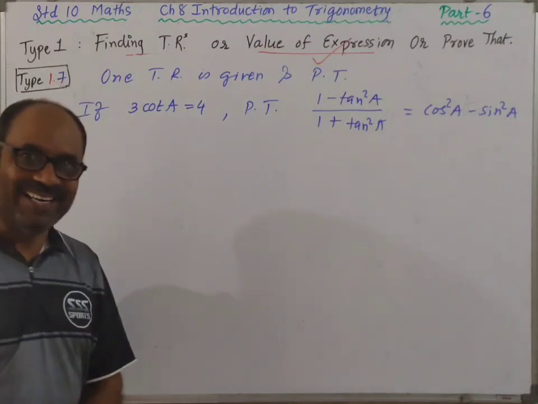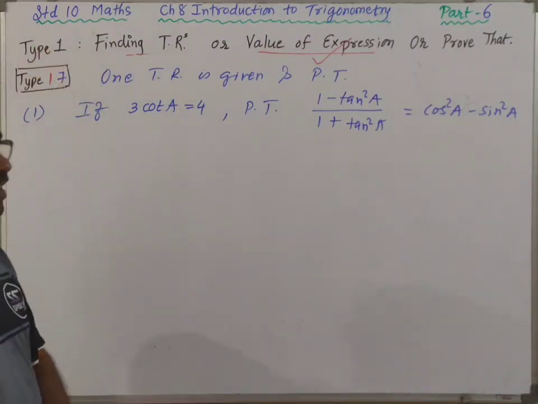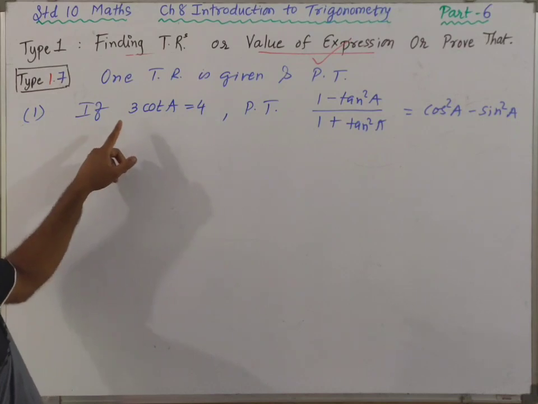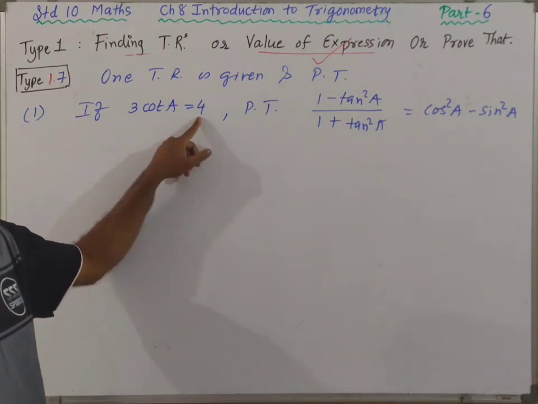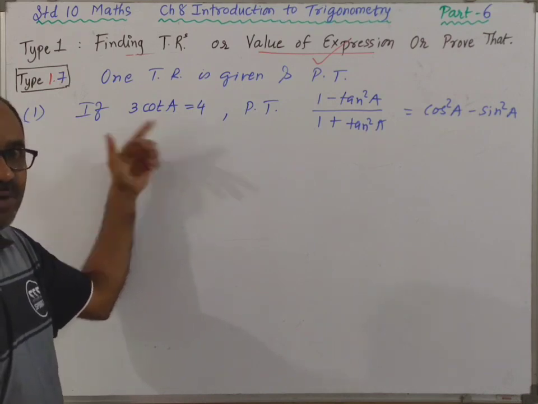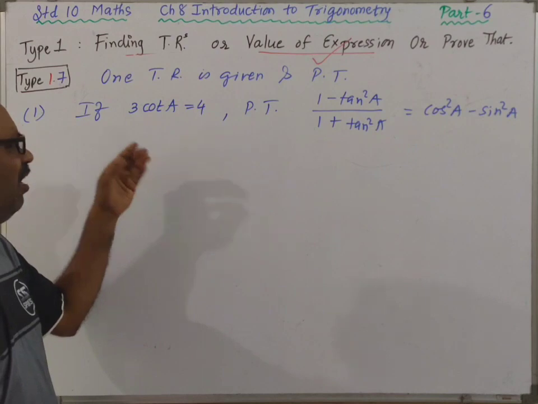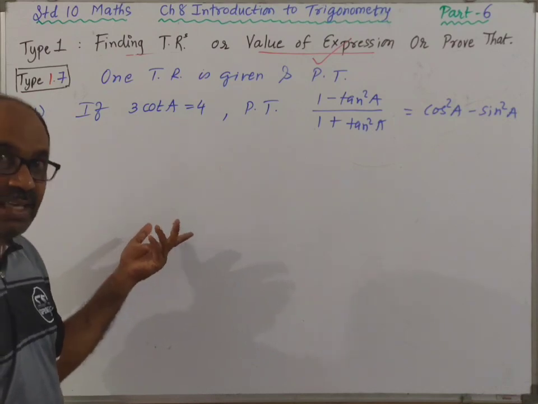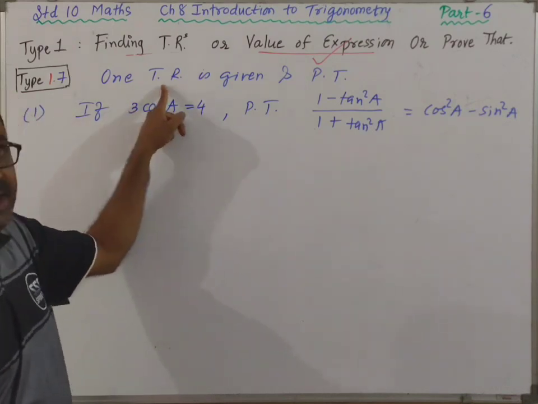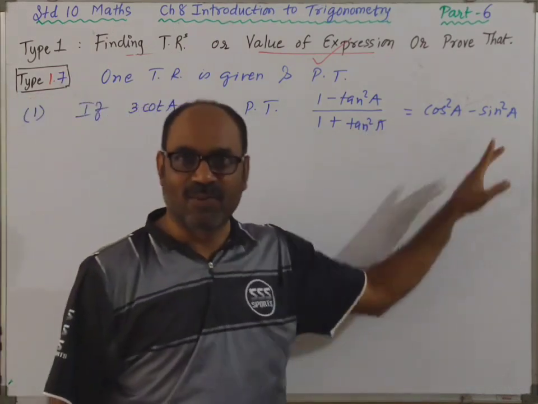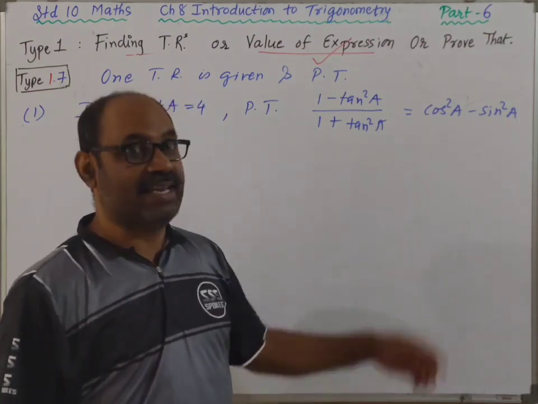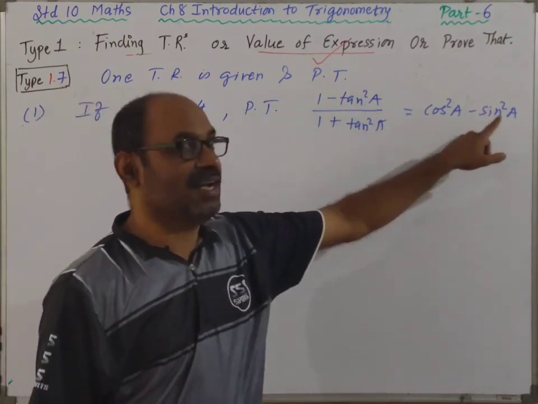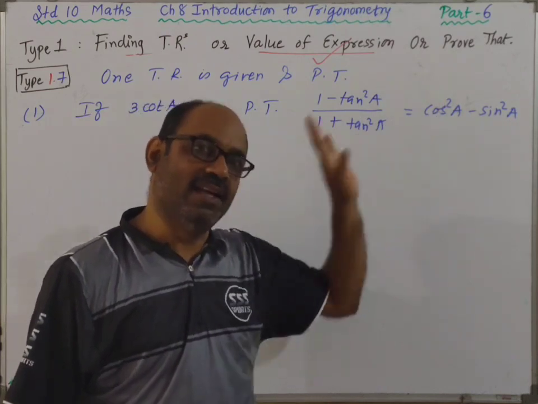All right. The last subtype under type 1 is 1.7. One trigonometric ratio is given and you have to prove something. Look here: 3 cot A is equal to 4. Hey children, this has been given a bit differently. Cot A is not given; it is 3 times cot A. You can make cot A the subject of the formula. So what is cot A? 4 upon 3. Correct? So you have the value of cot A. One trigonometric ratio is known, and you have to prove left hand side is equal to right hand side. Which trigonometric ratios will be needed to prove this? Tan, cos and sin. Tan A, sin A and cos A.